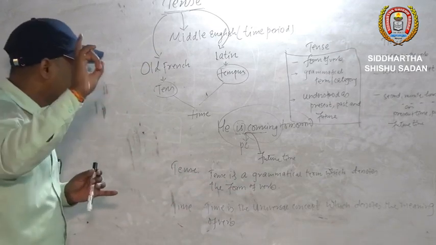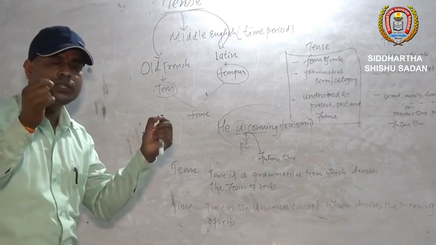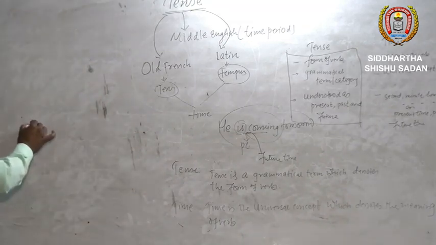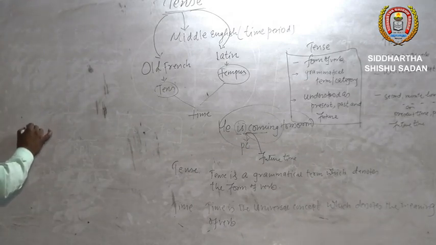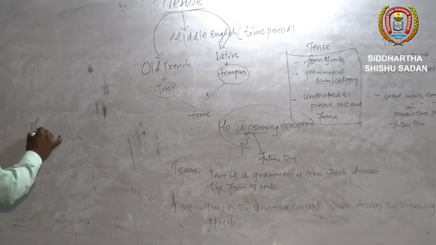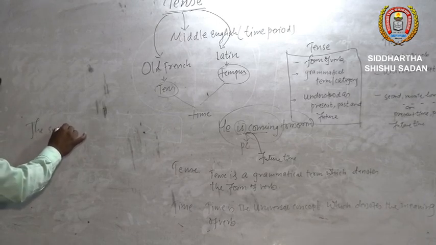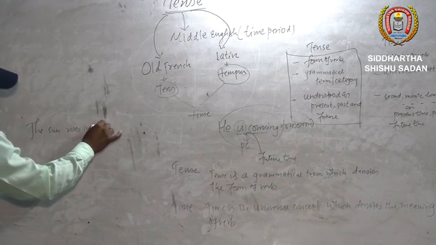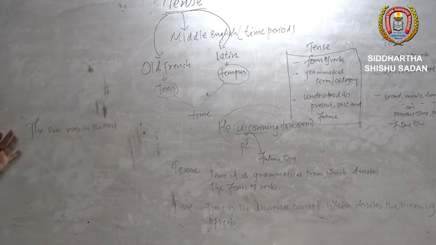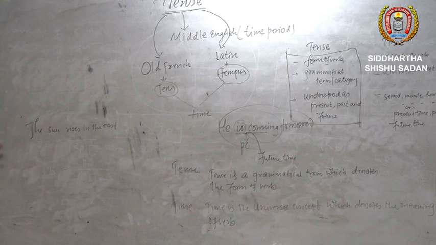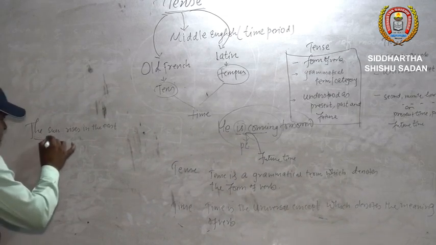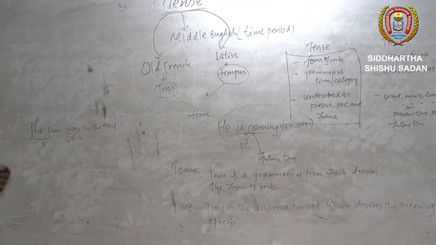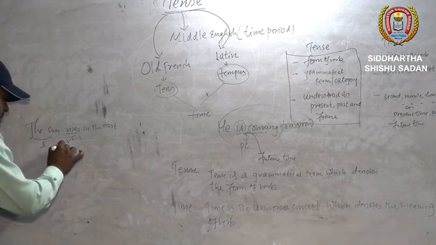Let me give you one more example which shows you the difference between tense and time. Okay, I will write over here. The sun rises in the east. Say that. Dear students, tell me structurally which tense is this? This tense will have a subject here. Yes. So which tense is this? Simple present. Yes.